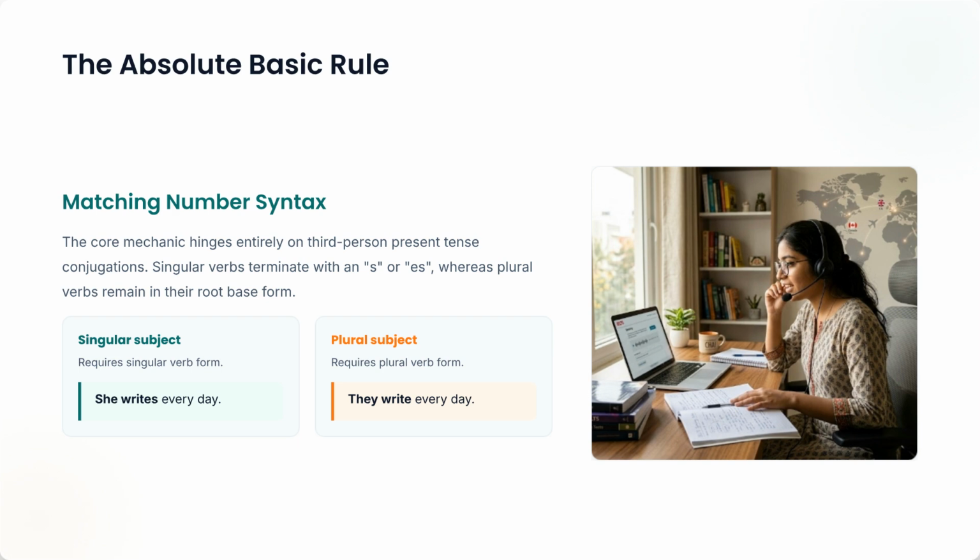The basic rule centers on third-person present tense conjugations. Singular subjects use verbs ending in s or es, while plural subjects use the root base form of the verb. For example, she writes versus they write.